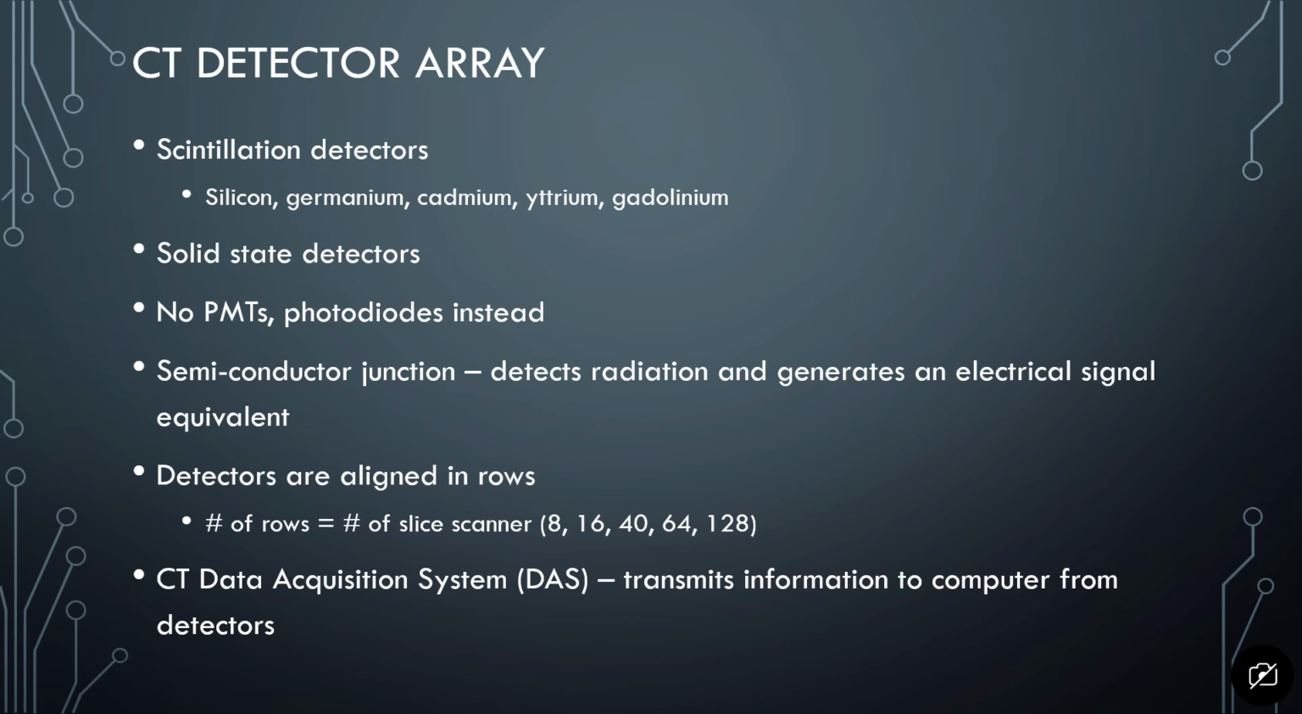So the detector array is scintillation detectors. They're detecting the X-ray photons that pass through the patient. They are typically solid state detectors, made of silicon, germanium, cadmium, yttrium, gadolinium. There's a lot of different materials those detectors are made out of, but they are solid state scintillation detectors, just like in a gamma camera. They're extremely similar to that. There are no photomultiplier tubes in a CT scanner.